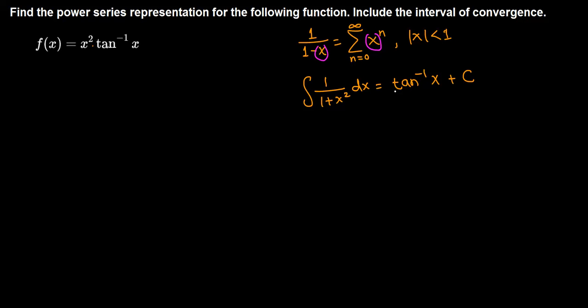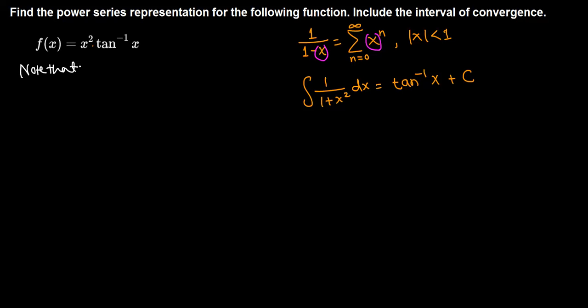So the power series for tangent inverse can be found by first writing the power series for 1 over 1 plus x squared and then integrating. We need to find the power series for 1 over 1 plus x squared and integrate, then we get the power series for tangent inverse. So we start by finding the power series for 1 over 1 plus x squared.